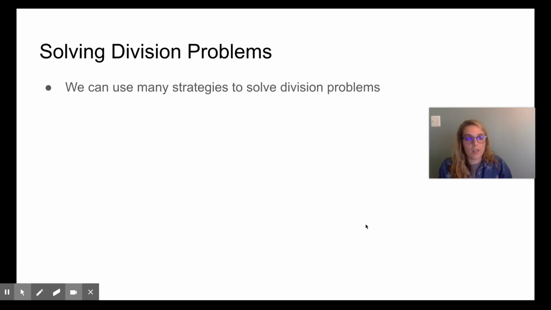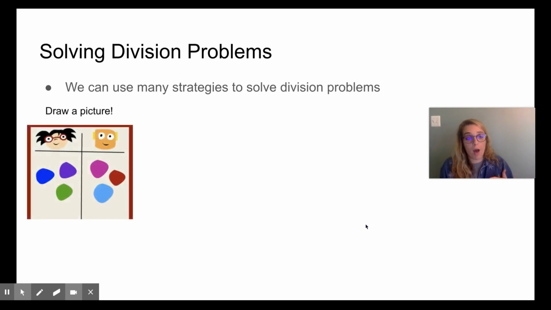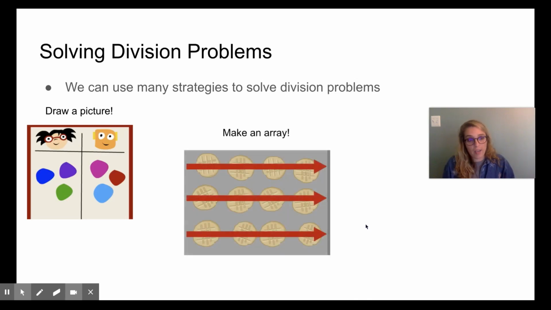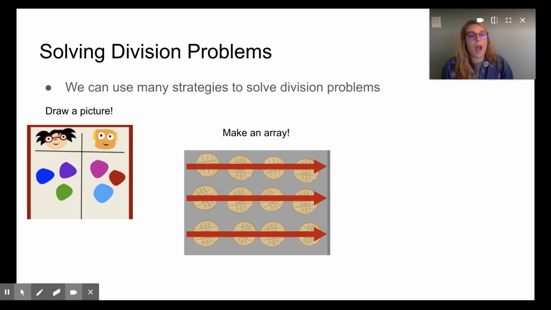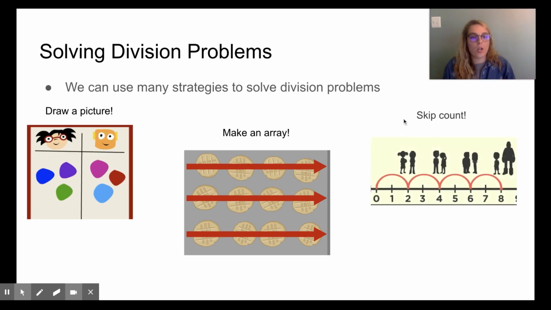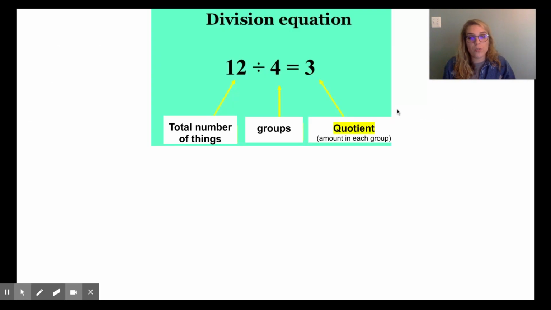The Moby and Annie video from the other day on Monday reminded us that we can use our modeling strategy. We can draw a picture. We can make an array. So if we know how many people we want to split something between, we can make that the number of rows or the number of columns, depending on how you want to rock and roll, and then just put one in each until we have a nice even array. Or we can also skip count. Because we can skip count, because we can make an array, that means that we know we can also use multiplication to solve our division.